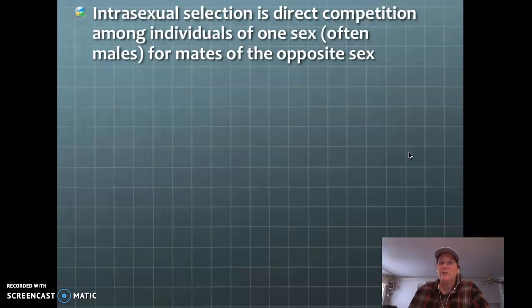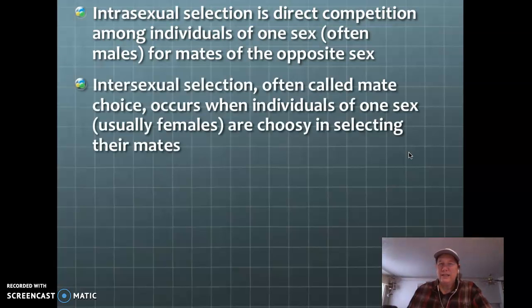Intrasexual selection is direct competition. The males have to get the female to come on over to their harem. Intersexual selection is often called mate choice. This is where the female gets to choose. With the one, the males have direct competition, and in this one, the females get a choice. So in both cases, they can use the flashiness, but in this one there might be some fighting going on, whereas in this one the girls just get to go, I like that one.